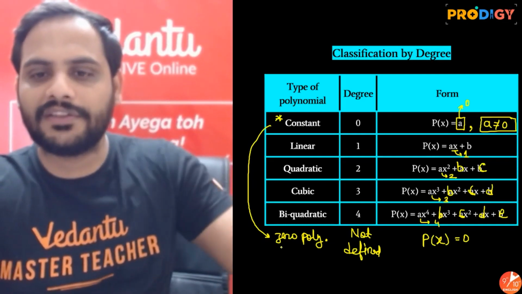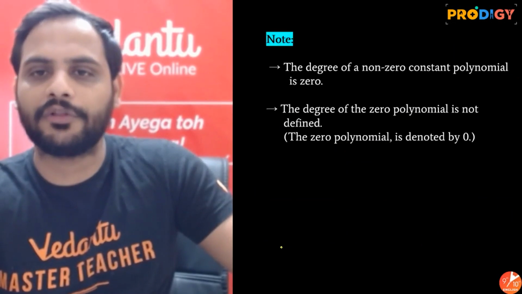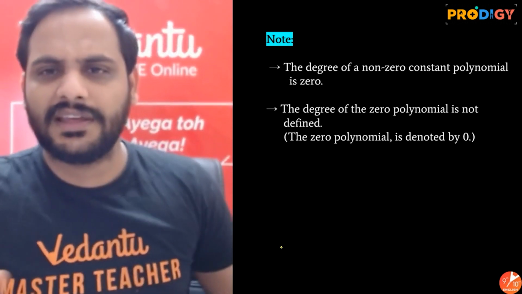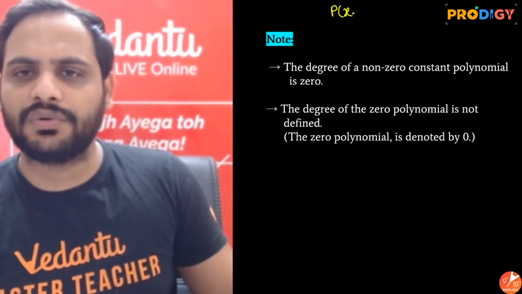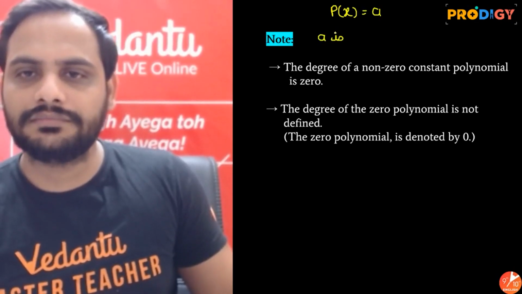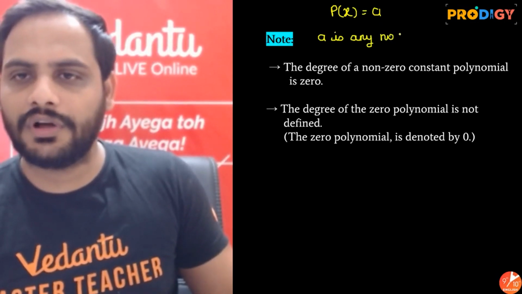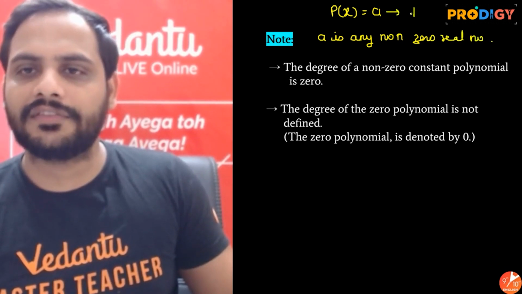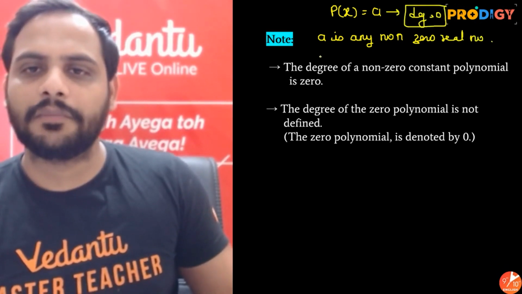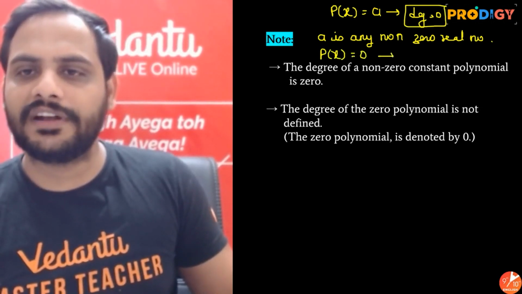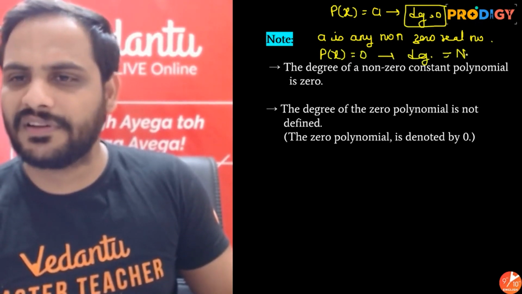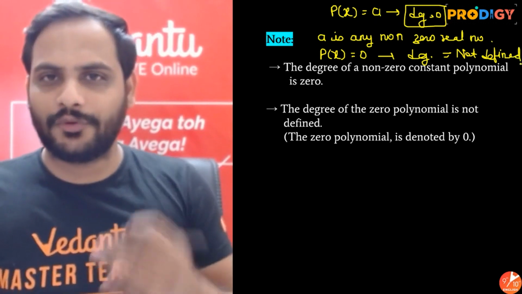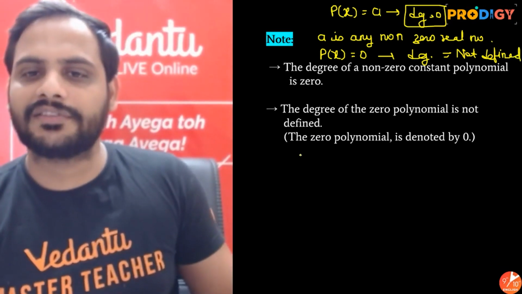So I have told you about the zero polynomial as well, and I have told you the degree of a zero polynomial is not defined. Now you might ask me, sir, if p(x) equal to a, where a is any non-zero real number, in that case degree is equal to 0. But if I make p(x) equal to 0, you say degree is not defined. What actually happens with 0? What is the special case about 0? So let us understand it within an example.